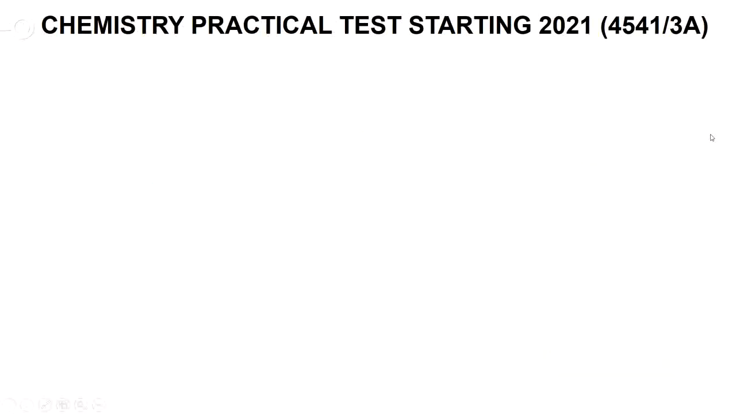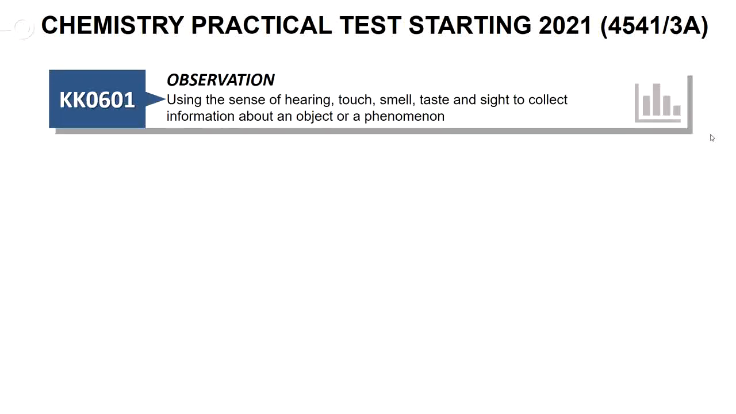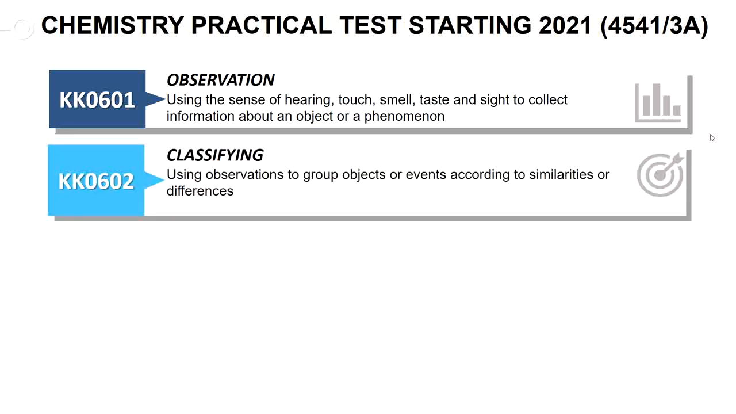Now we look into the 12 scientific skills in the practical test. The first one is the observation using the sense of hearing, touch, smell, taste, and sight to collect the information about an object or a phenomenon.